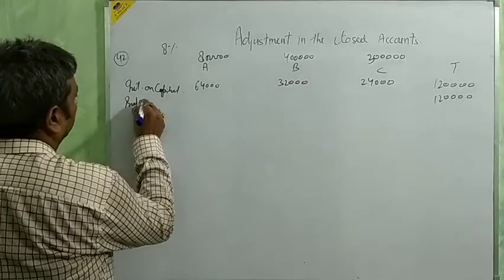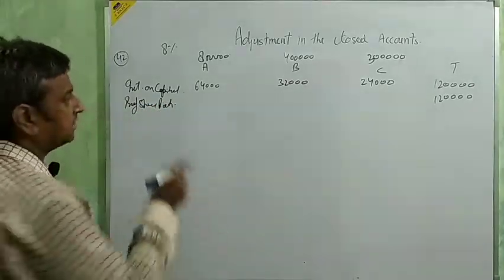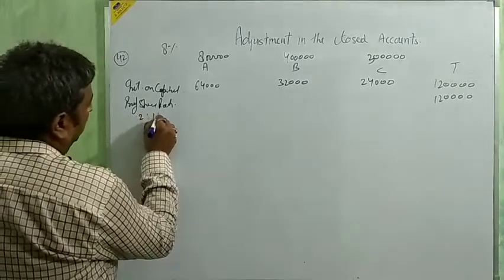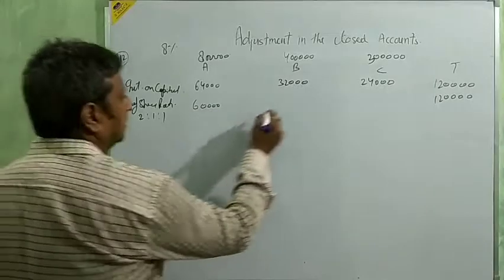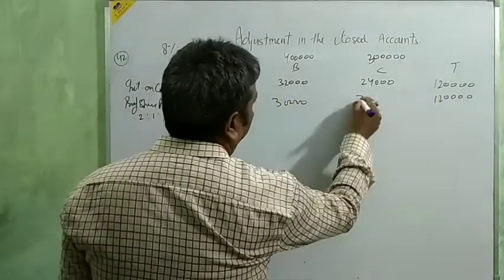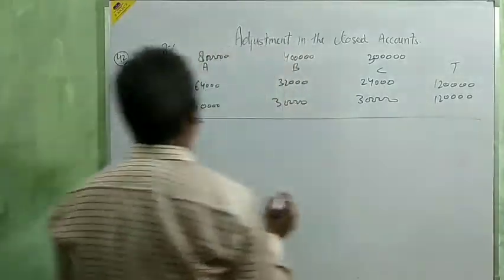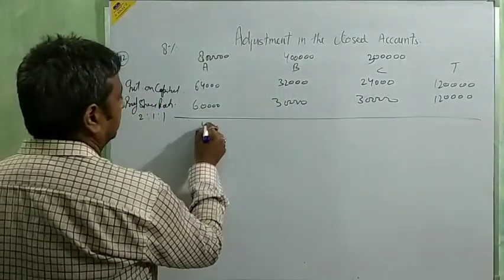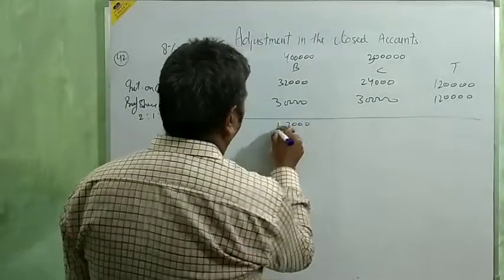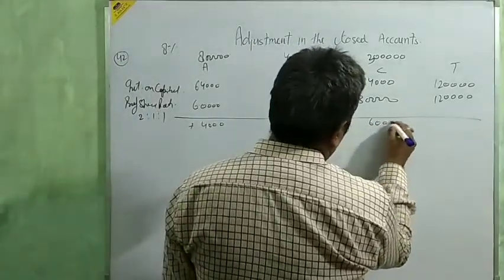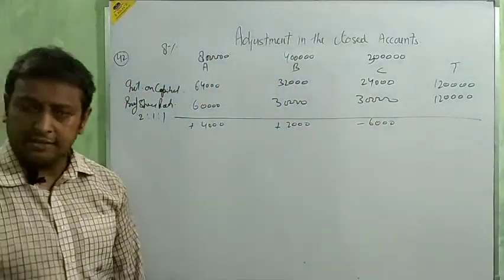The profit sharing ratio is 2:1:1. Just distribute. So 60,000, 30,000 and 30,000. Then just take the difference: 4,000 positive, 2,000 positive, 6,000 negative, because the downside is more and the upside is less, so it is negative.